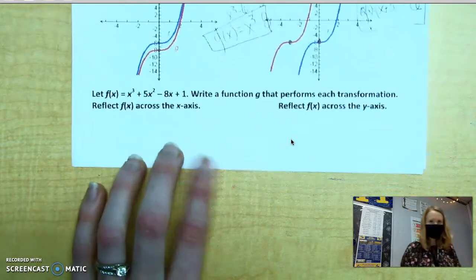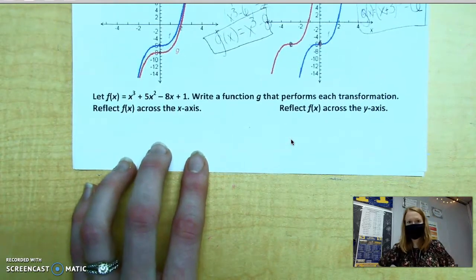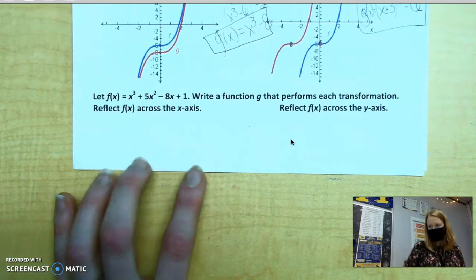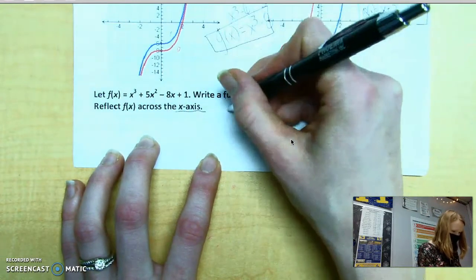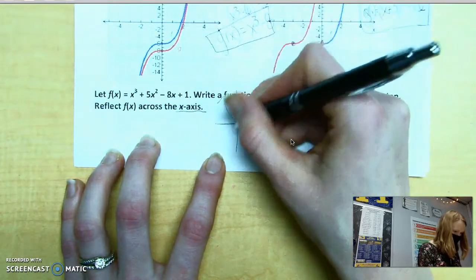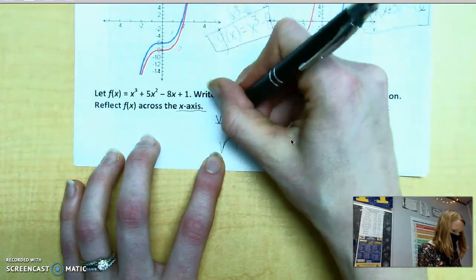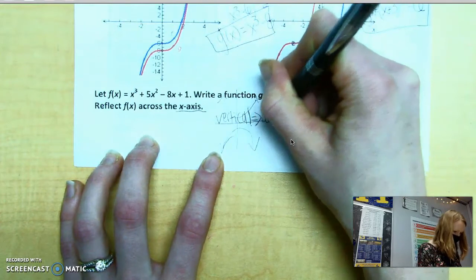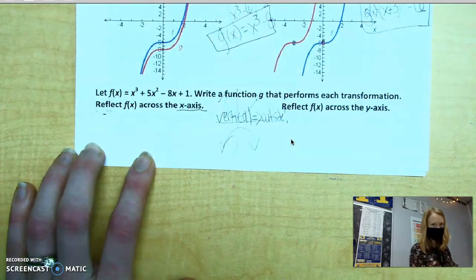So next up it says let f of x equal x cubed plus 5x squared minus 8x plus 1. Write a function g that performs each transformation. So if you are reflecting across the x-axis, that would mean that if I have a U-shaped graph, if I reflect across the x, it's going to open down instead of up, which means it's vertical, which means it needs to go on the outside of my function. And remember, reflection means you need to add a negative in somewhere, right?